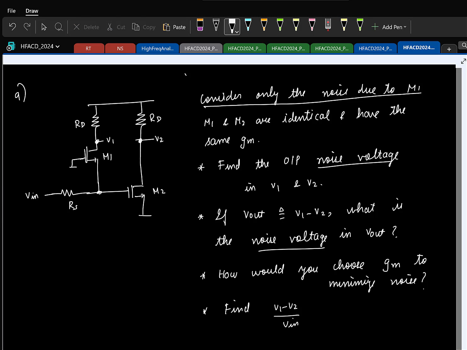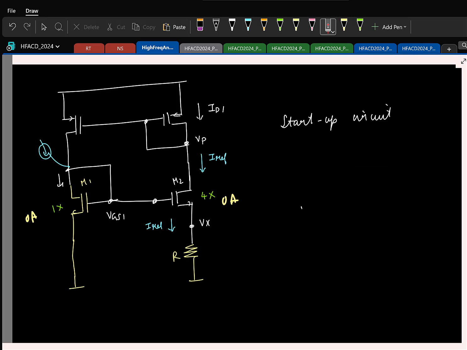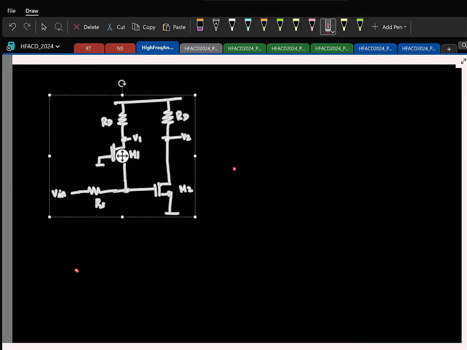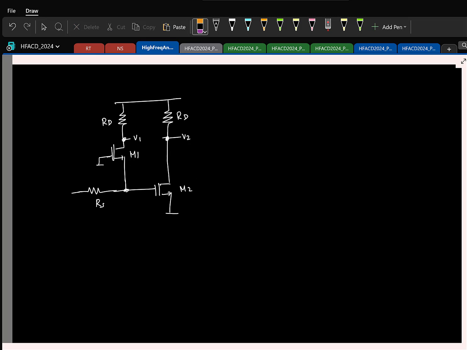Did anyone remember solving this, or did no one solve it? The question is here: I want you to find the noise only due to M1. So let me see. If you find it, let's see what you get. Let's say Vn is 0.